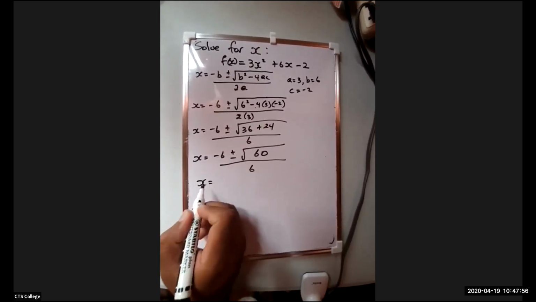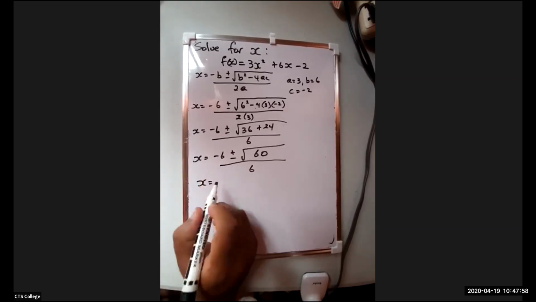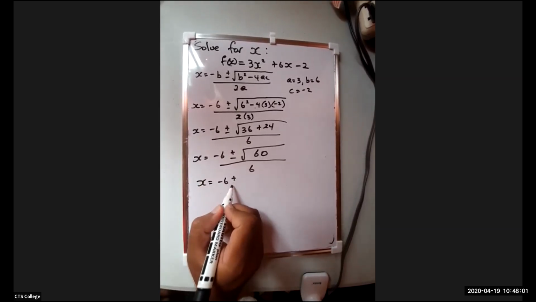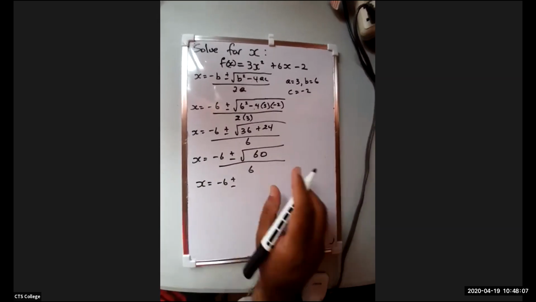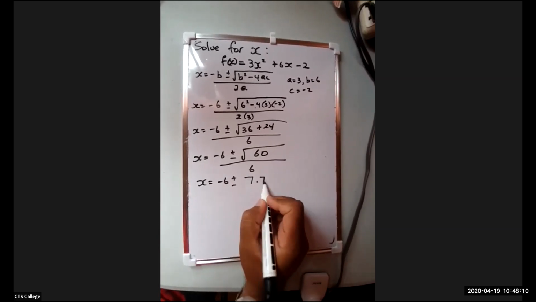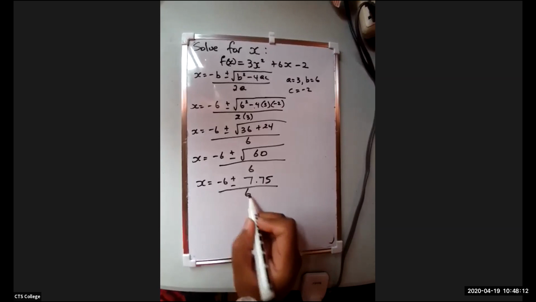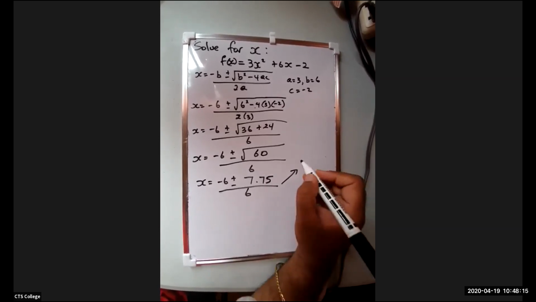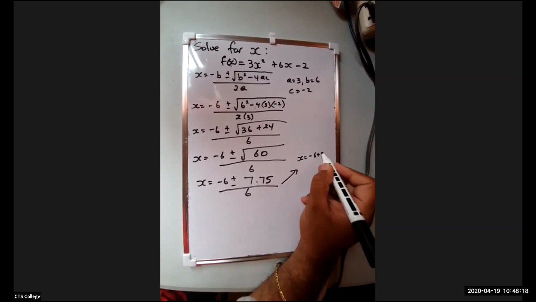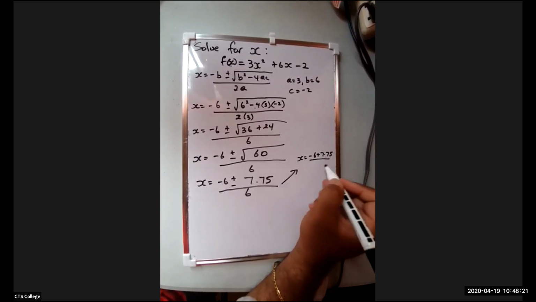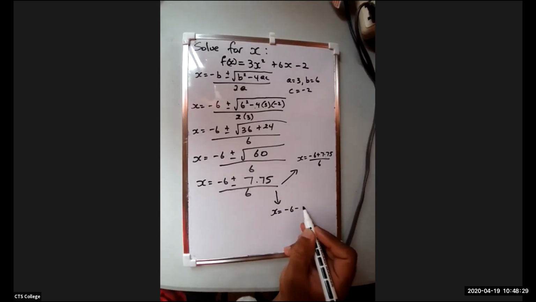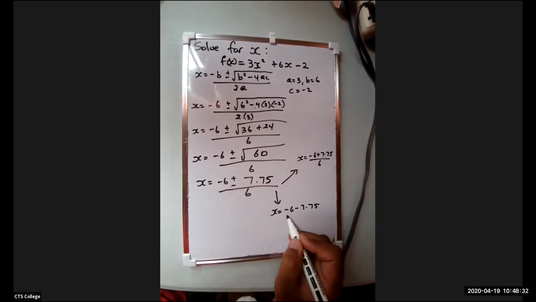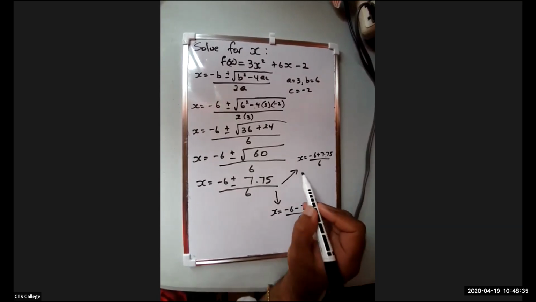So x is equal to -6 plus or minus, what is the square root of 60? Square root of 60 is 7.75 to 2 decimal places, of course, all over 6. Now we split it. x is equal to -6 plus 7.75 all over 6, and then we have x is equal to -6 minus 7.75 all over 6. So let's work on the first part.